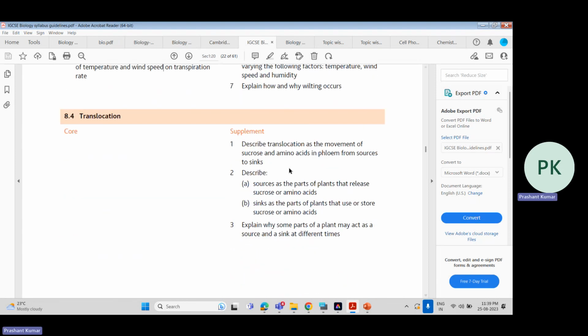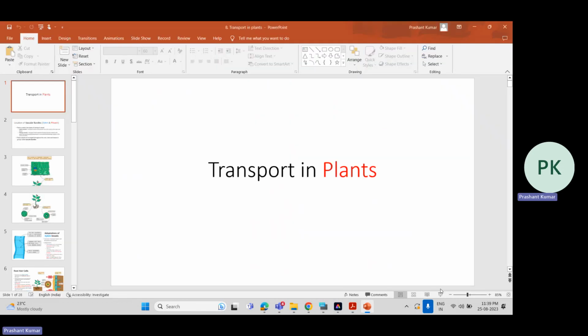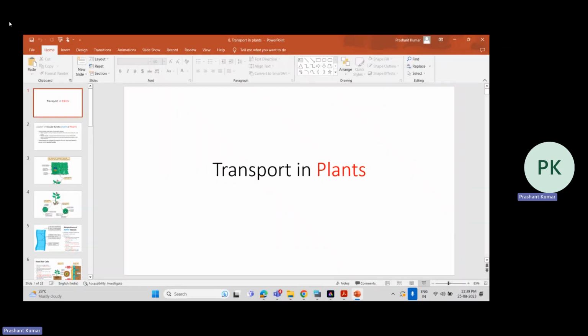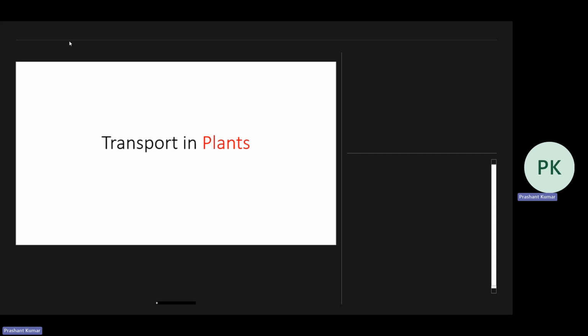In the last section, we'll talk about what is translocation. We'll also discuss the source, the part of the plant that releases amino acid, glucose and sucrose molecules. And we'll talk about the sink, where the food is stored, such as roots and some stems, and explain why some parts of the plant may act as a source and sink at different times. So all these things we will be discussing in this particular topic. Without delaying this, let's continue with the topic.